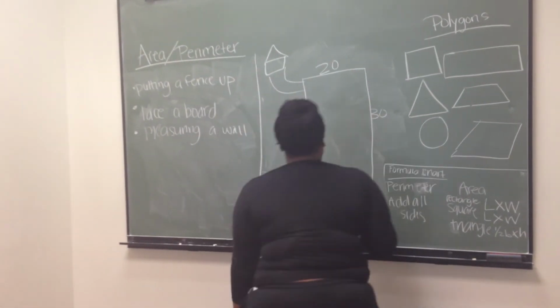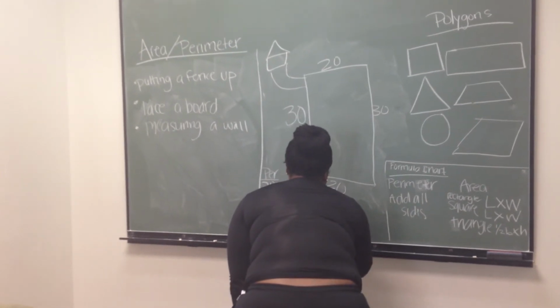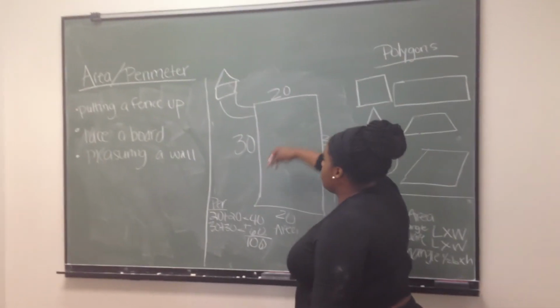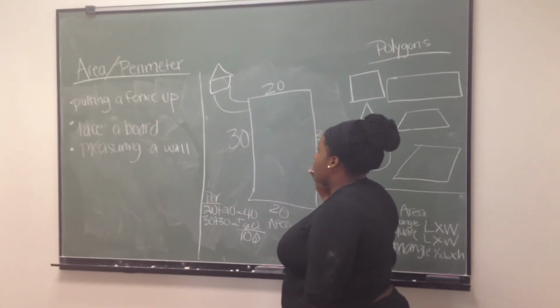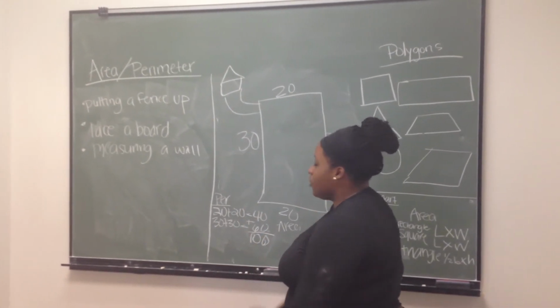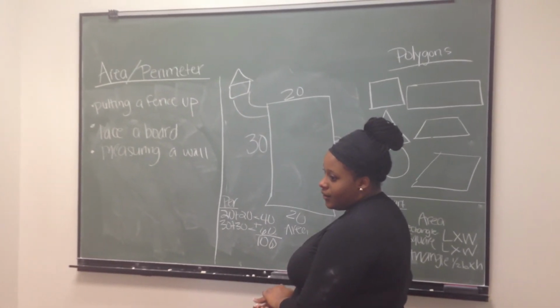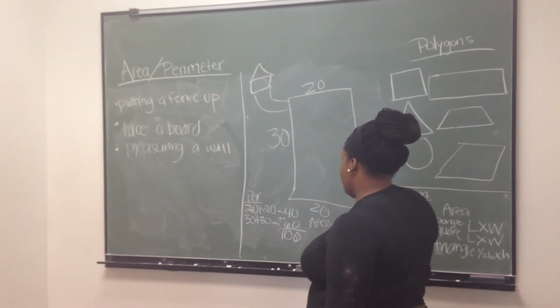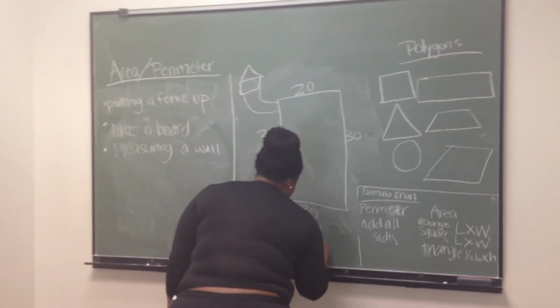Now let's look at the area for this. And we know area is length times width. Jasmine, could you tell me the calculation of the area for his concrete pouring? 20 times 30, and that's 600. Good job.